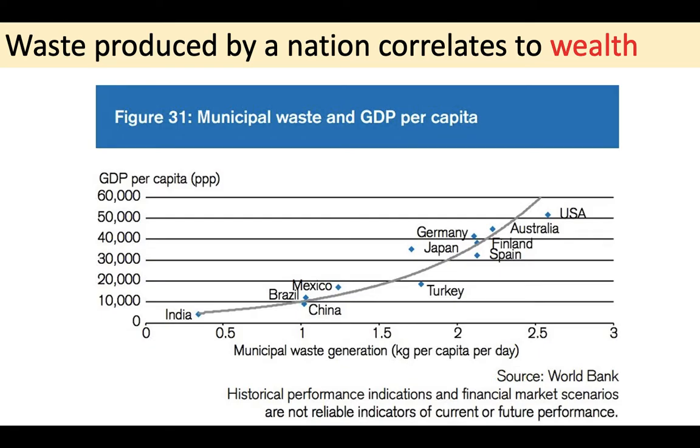Waste produced by a nation correlates directly to its wealth. Generally speaking, the wealthier a country is, the more waste it tends to produce. As you can see in this graph, we've got municipal waste generation in kilograms per person per day, and we've got the GDP per capita PPP as well. So you see that as the amount of waste produced per person increases, the wealth tends to increase as well.